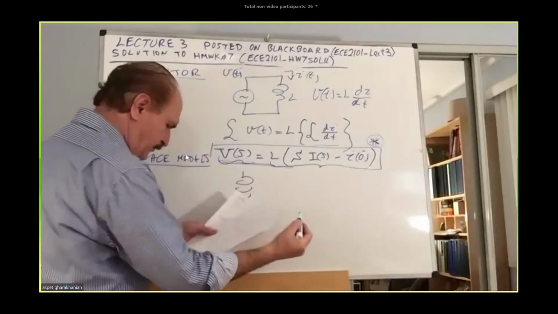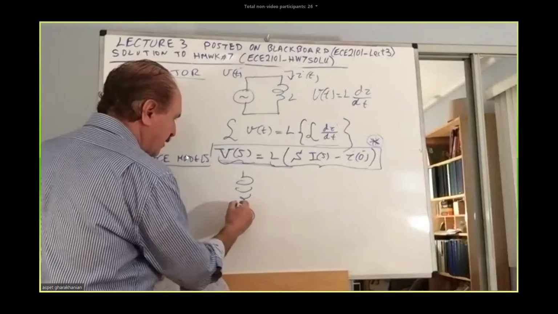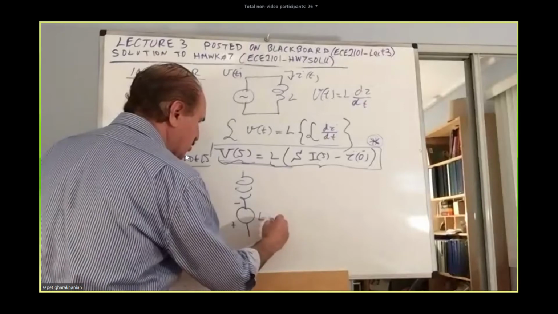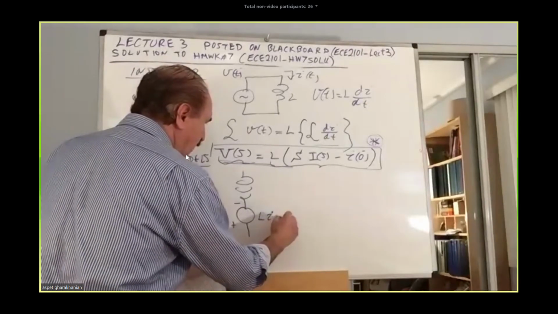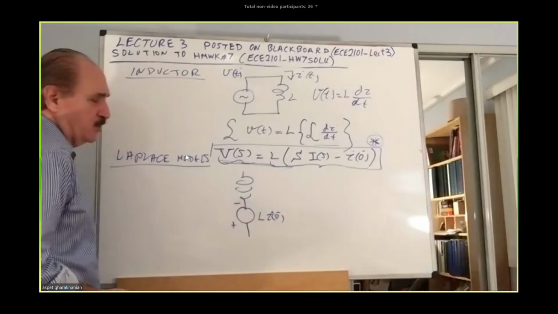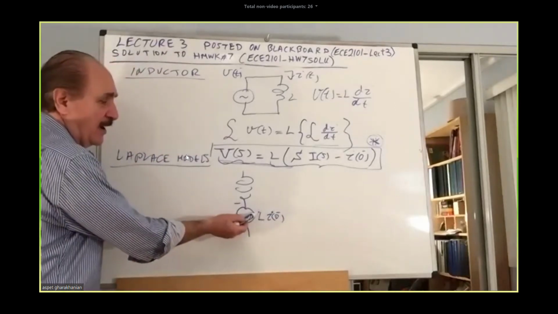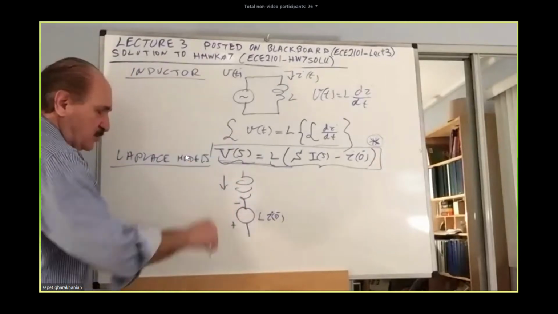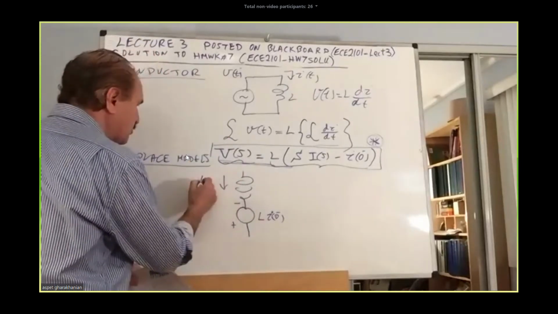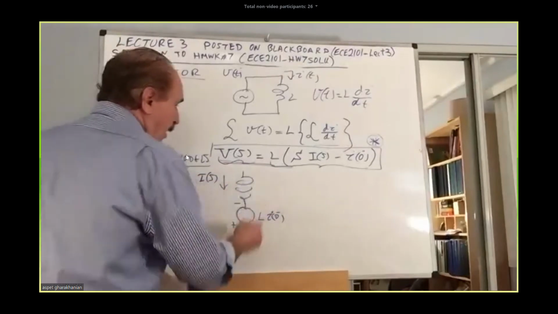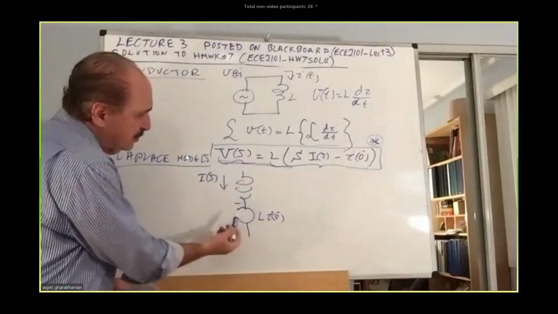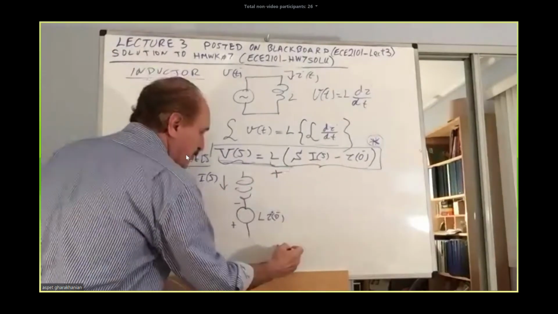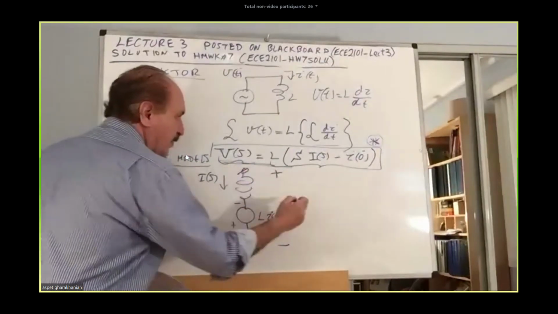Here is the inductor. We can imagine that there is a minus and a plus, a DC voltage source. The size of the DC voltage source is L times I of 0 minus. So whatever the initial condition is, you multiply by L. Say the initial condition for the current was traveling in that direction, I of s was traveling in that direction, the polarity of that battery is negative, positive, and this is the voltage across the combination here, V of s.